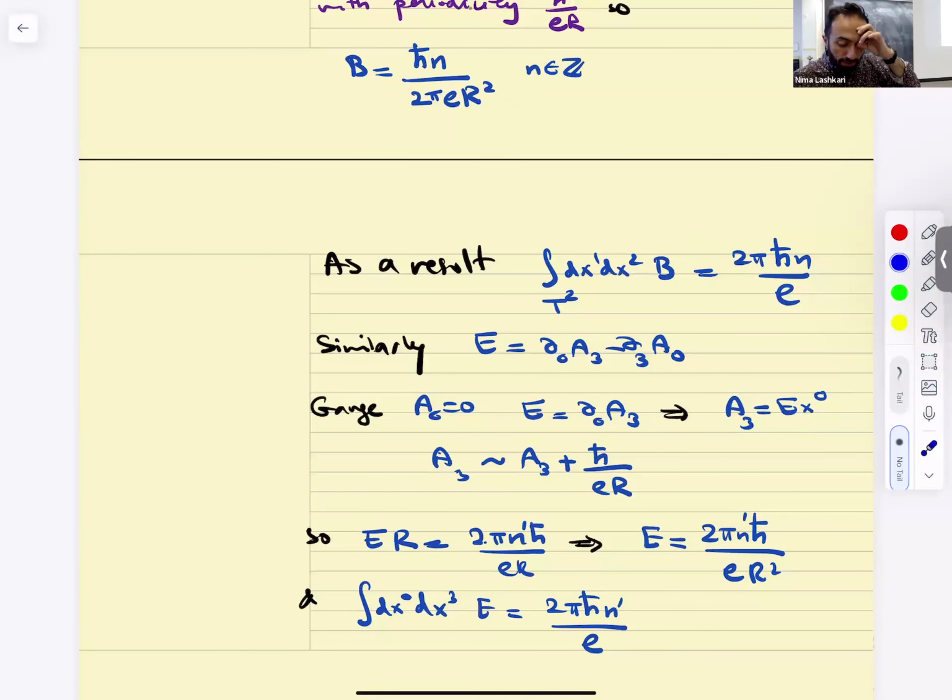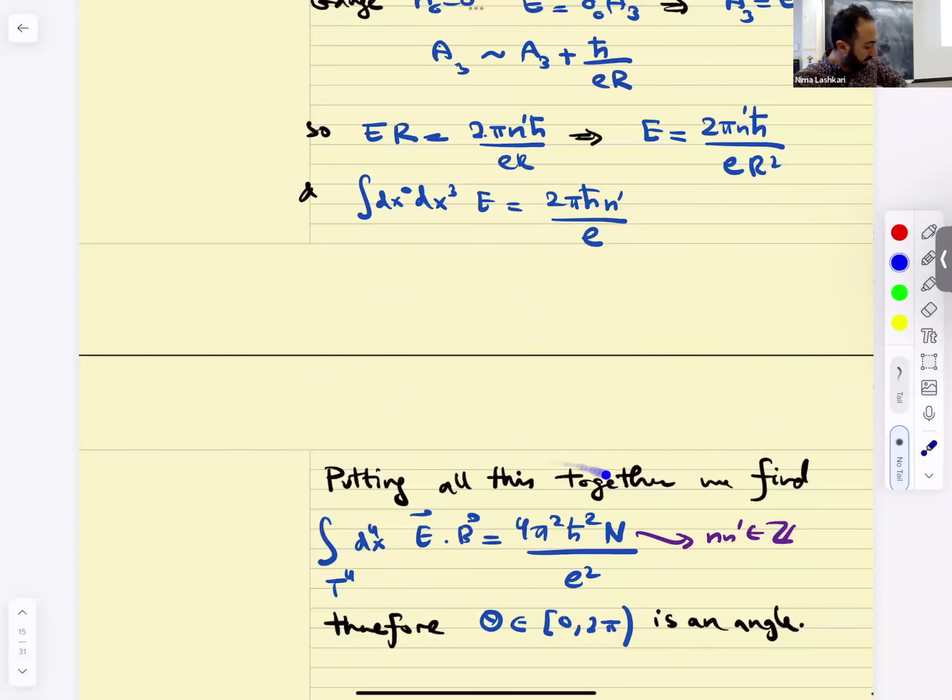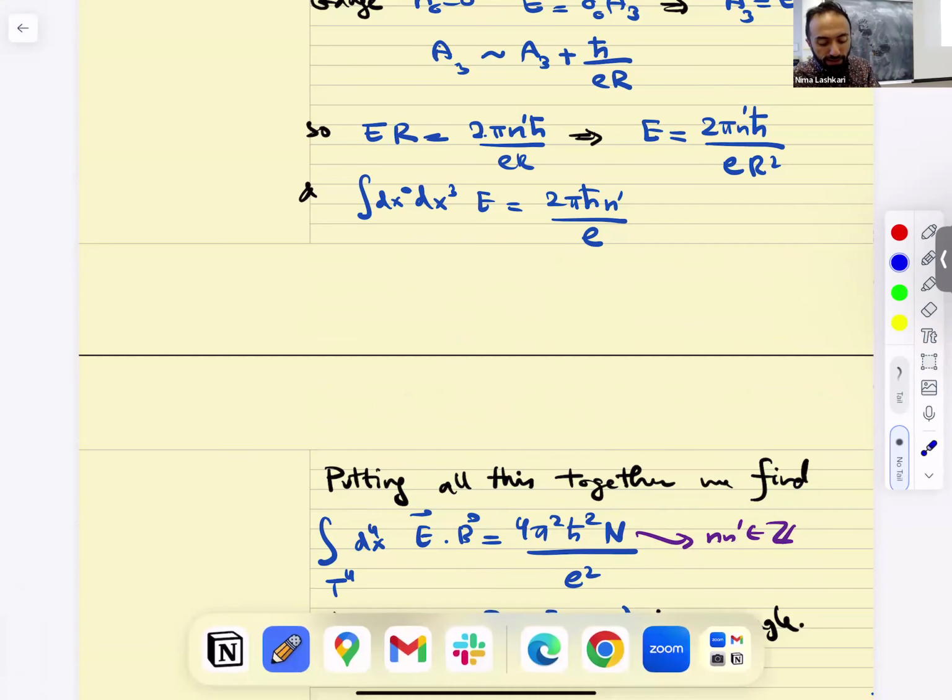Similarly, the same holds for E. You put B and E together, you do the integral, and you find the integral of E dot B over this is 4 pi squared h bar squared over e squared times n n', which are integers. Therefore, theta has to be an angle.